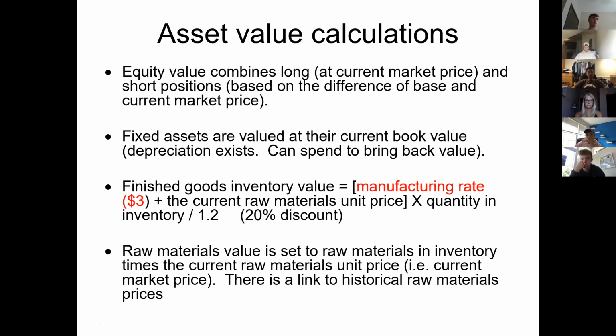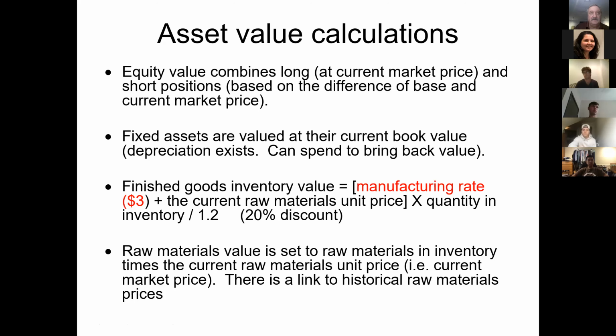Okay, fixed assets, the plants, warehouses, manufacturing lines, they have a current book value. The point is that depreciation exists, so the value of these assets will depreciate over time. But you also have the option to invest money to bring their value back up. But there will be a book value for the fixed assets and it will depreciate over time.